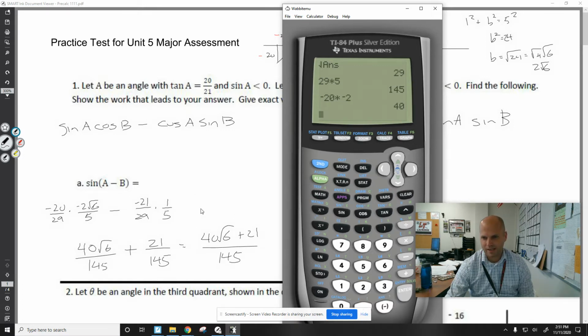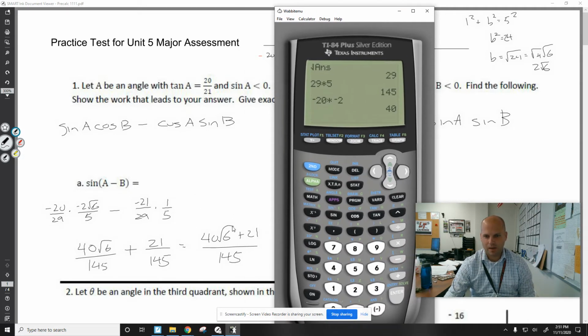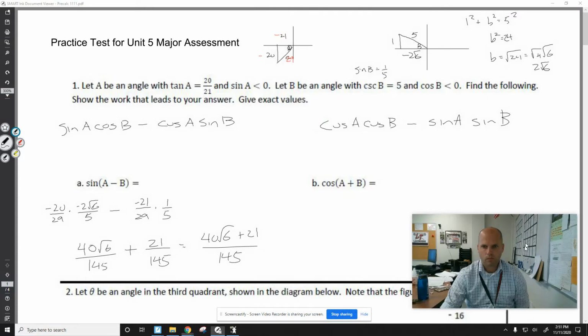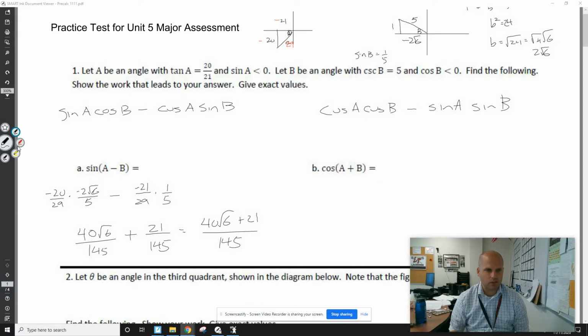On the actual test, you're probably going to see questions where it might not be this messy and it's going to be multiple choice, but you're going to have to be able to multiply things together and select the correct answer. All right, cosine A, cosine B, minus sine A, sine B. So cosine A, negative 21 over 29, adjacent over hypotenuse. Cosine B was negative 2 root 6 over 5. We are multiplying these together, not subtracting. Minus sine A, 1 over 5. Sine B, see, this is tricky.